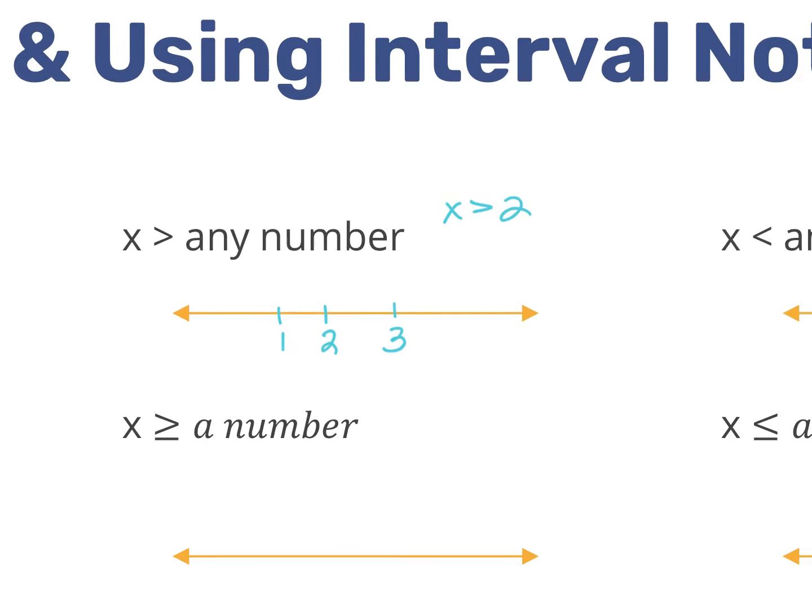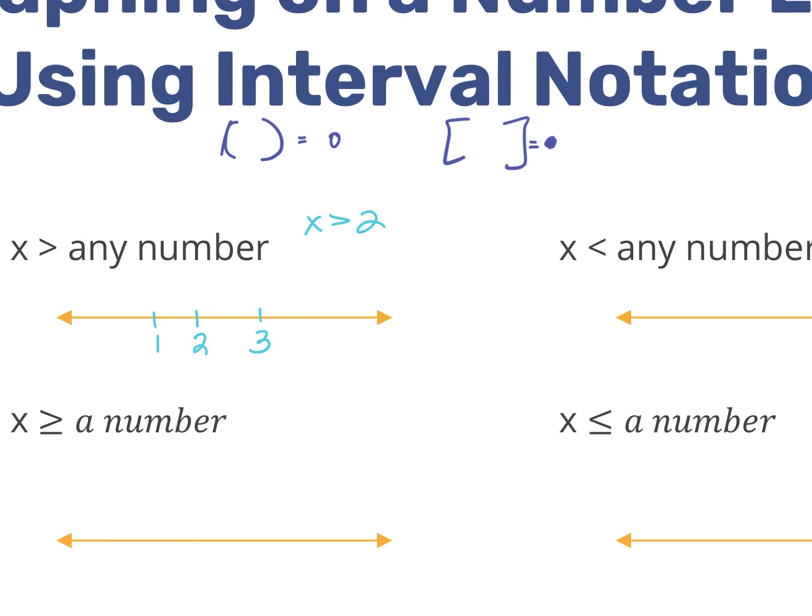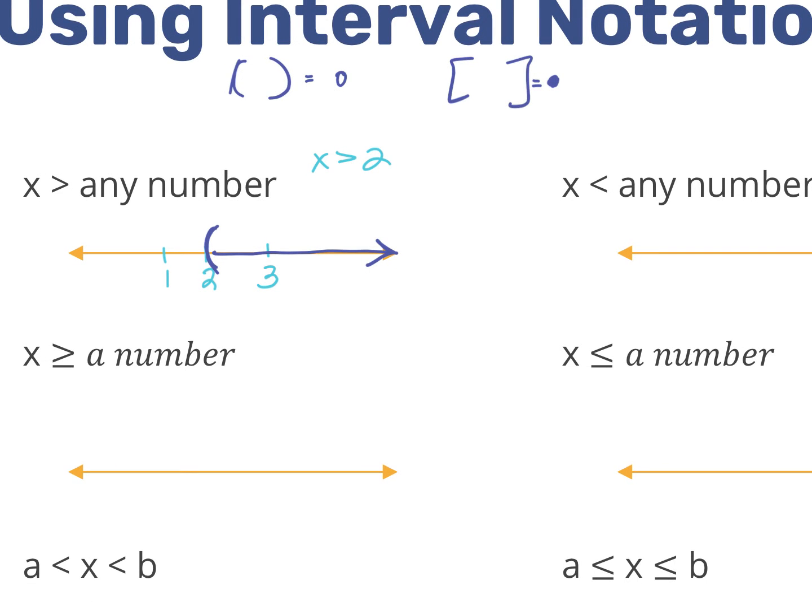Does it sound familiar? And you would shade in the direction you're going to go. Interval notation uses a parentheses to represent open dots and brackets to represent solid dots. So what used to be an open dot now gets a parentheses, and what used to get a solid dot now gets a bracket. So I would put a parentheses here on the 2, and then I would shade everything to the right-hand side because that would be greater than. So that's the graphed answer, and then the actual interval notation is that without the graph.